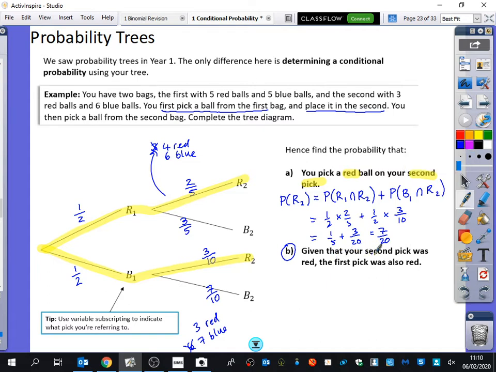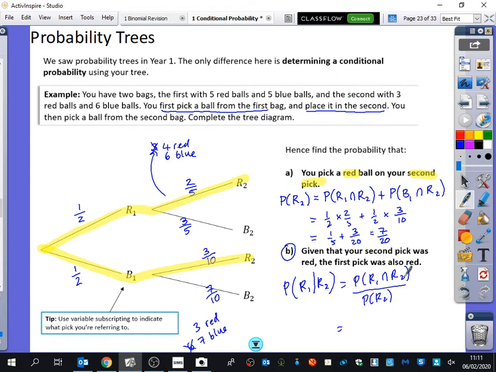It says, given that your second pick was red, find the probability that the first pick was also red. So how would I write that in probability notation? I'd write P, what would be the first thing? R1, given R2. So the probability that you picked red on the first time, given that you've picked red on the second time. So it's P(R1 and R2) over P(R2).